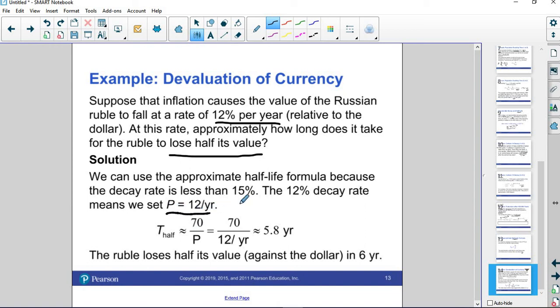And so we plug in 12, 12% means P equals 12 per year. And so dividing by per year means you're actually multiplying and going to get a year out of here. And so 70 divided by 12 is 5.8, round to the nearest tenth, or round to the nearest whole number is 6 years.